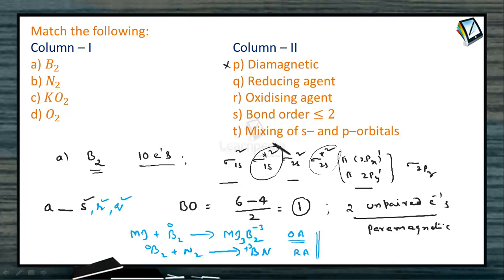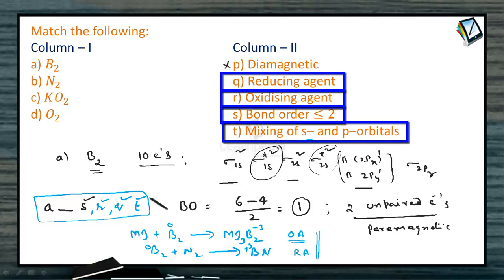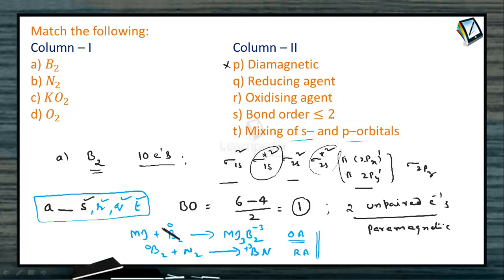And B2 will be formed by mixing S and P orbitals. So T is also right. So thereby A goes with the options in column 2 as Q, R, S, T. All 4 are right except the diamagnetic character.